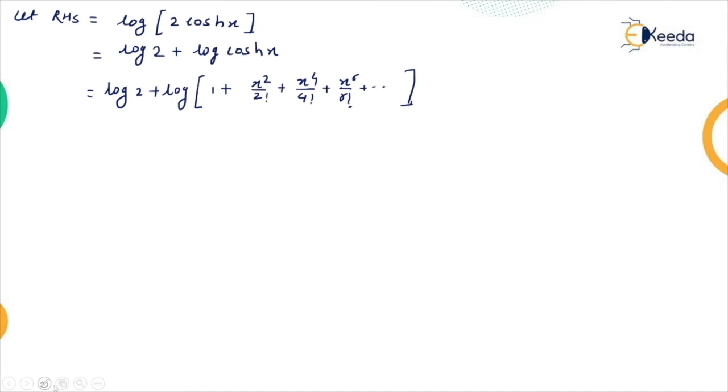What is the reason I am writing this step? The reason is very easy. You know the expansion of cosh x, and its expansion is 1 plus x squared divided by 2 factorial plus x raised to 4 upon 4 factorial plus and so on, guys. So that's why I am taking these steps.